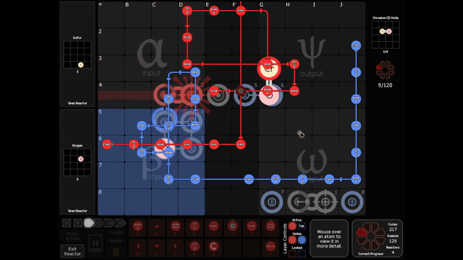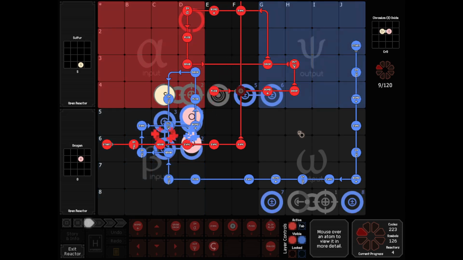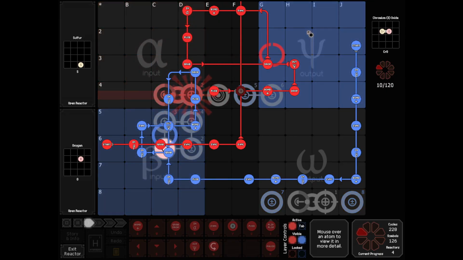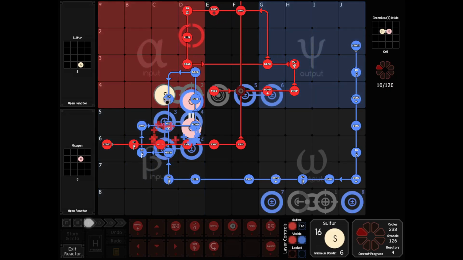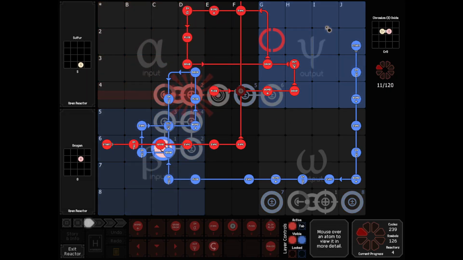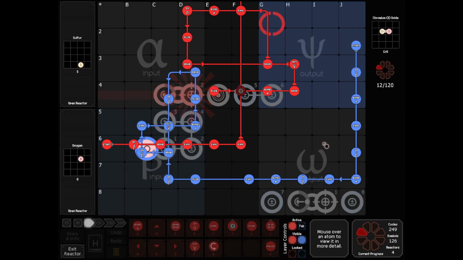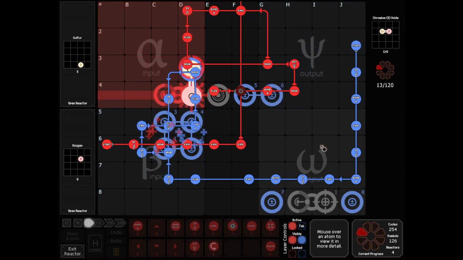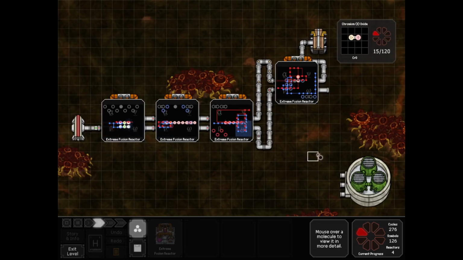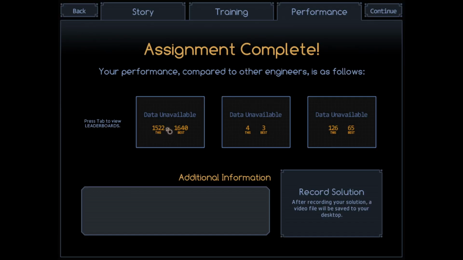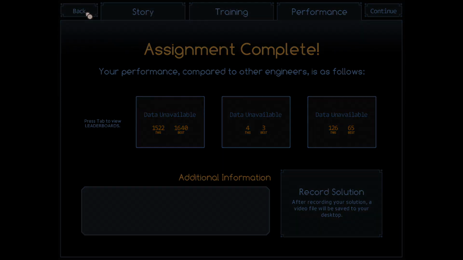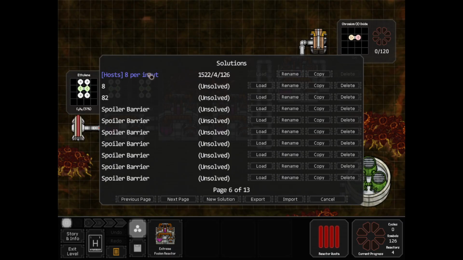Other than that, this loop is not that complicated. It just takes 2 oxygens, fuses a sulfur into one of them, and outputs that. And we can see that it takes 1522 cycles. Let's go to the next solution then.